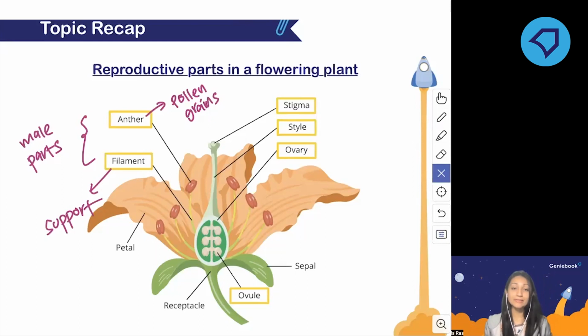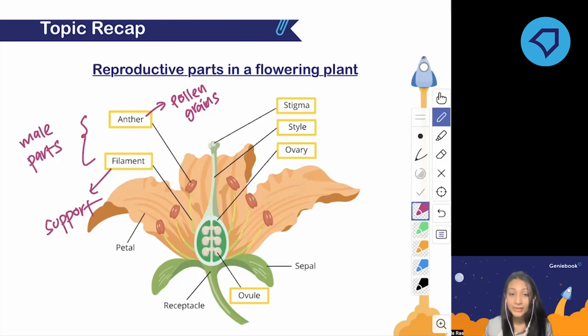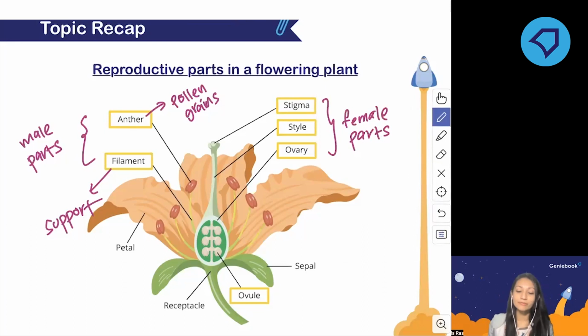Stigma is the top part. It produces a sticky fluid. What is the function of the stigma? Who can tell me? The function of the stigma is to receive pollen grains. Good. So this is where pollen grains are being deposited, to receive pollen grains.